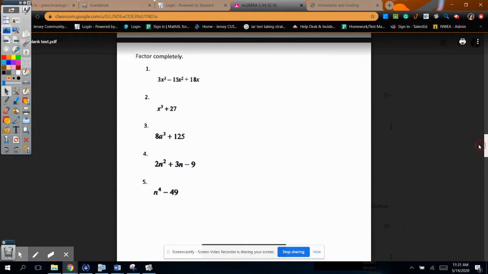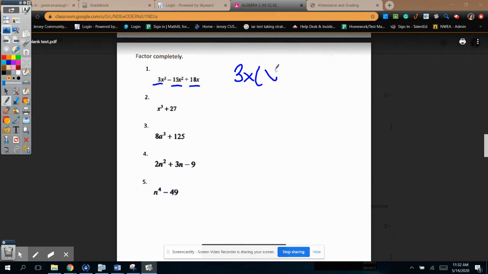Next we're doing some factoring. Okay, look, GCFers, I got the GCF. Okay, so it's a 3x in common. That leaves me with an x squared minus 5x plus 6. This can factor further, so 3x.